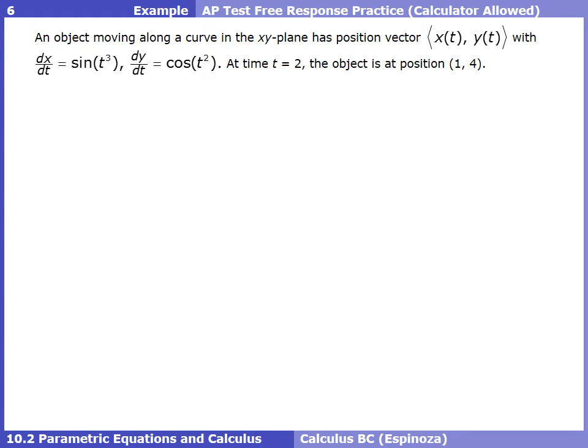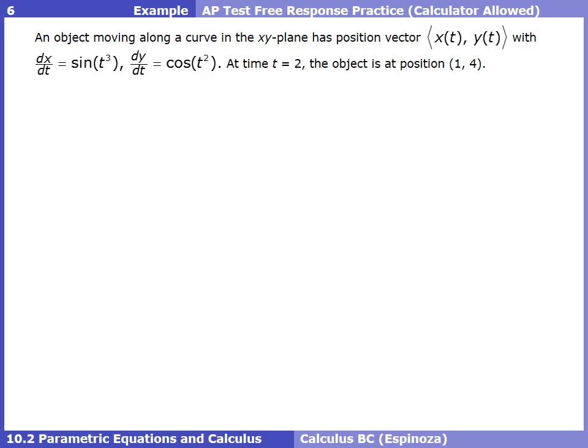Okay, so this topic of velocity vectors, position vectors, all that stuff as it pertains to parametric equations is a pretty big subject on the AP BC test. So the rest of these slides are going to be dedicated to applying those concepts to these free response questions. These are usually calculator allowed questions, not always, but keep in mind that this is a calculator allowed question as we move through this free response question. So we have an object moving along a curve in the xy plane, and they tell us there's a velocity vector x comma y.